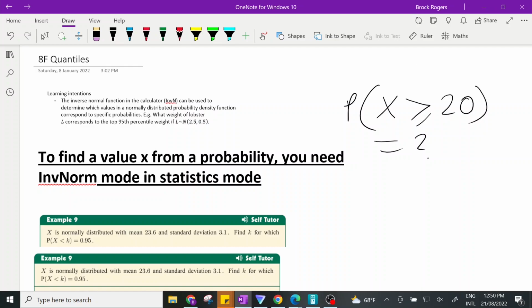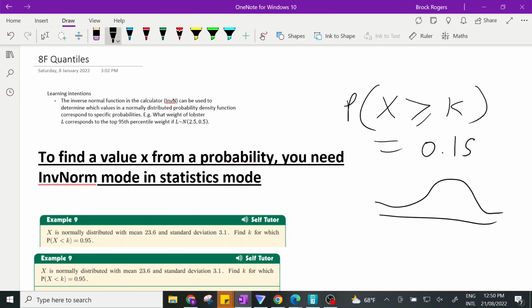So instead of giving you an x value to be above or below, this time they're giving you the probability. They're giving you the part of the distribution, so it's above x, and it'll be over here somewhere. They're giving you the area under the curve, or the probability, but you don't know the actual value. So we deal with this again on the calculator.